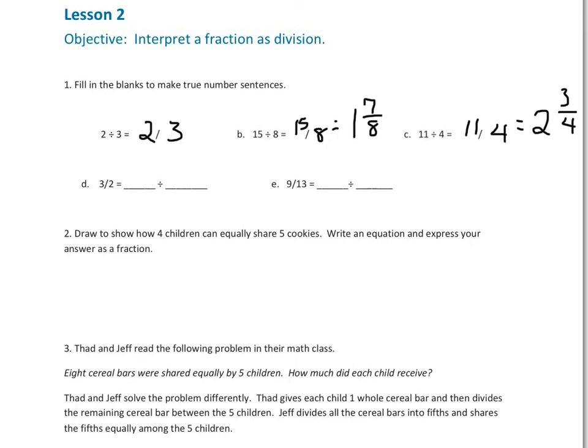1d is in reverse. Now it has it listed as a fraction. So it says 3 divided by 2. So you'd put the 3 here and the 2 here. I'm going to let you do E on your own. Let's move on to question number 2.